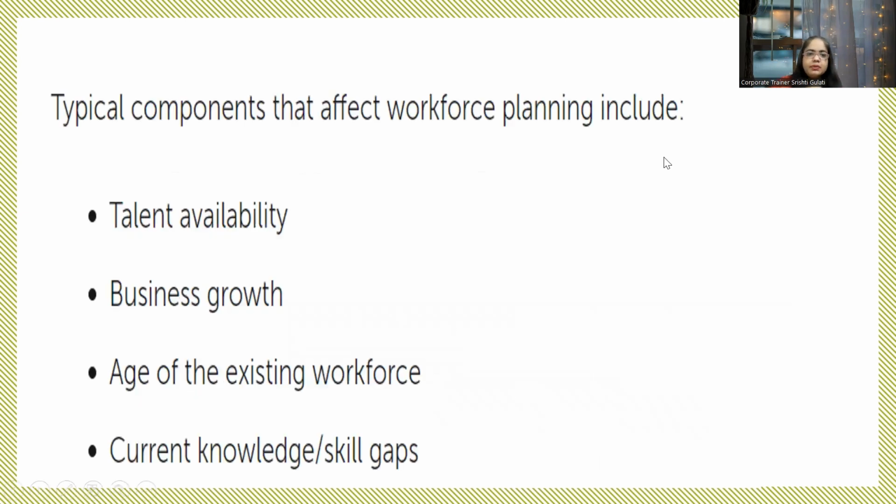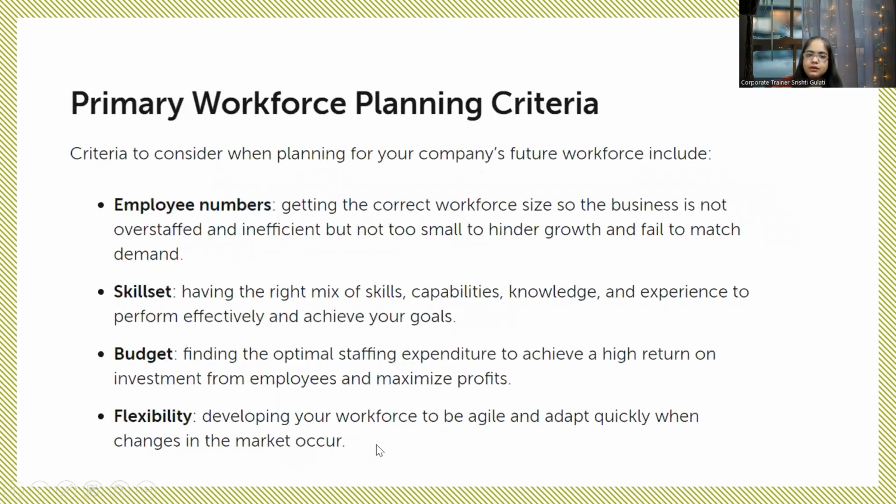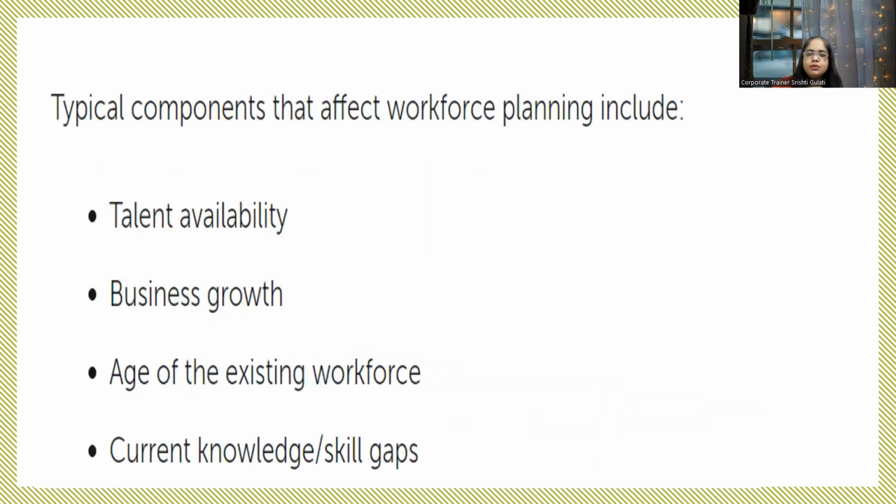Now let's talk about the typical components that affect workforce planning. It includes all these 4 points: talent availability, business growth, age of the existing workforce, and current knowledge and skill gaps of the employees. So talent availability means that we have a pool of people in the company who have the potential to work well and even are eligible for promotions. Second is business growth, because if the goals of the company are aligned with the tasks given to the employees, if everything is aligned well, then only we can expect growth in our business.